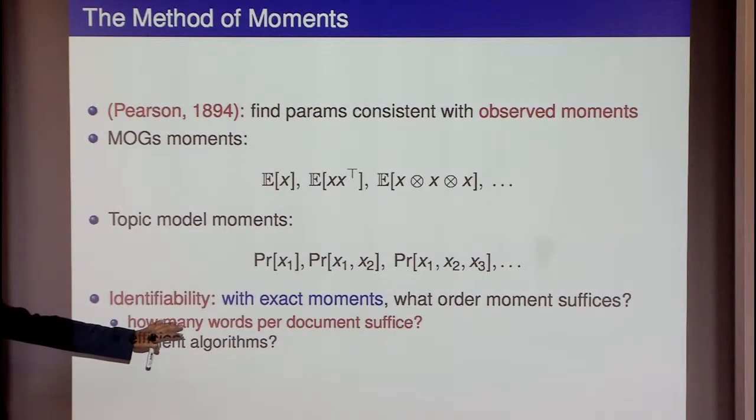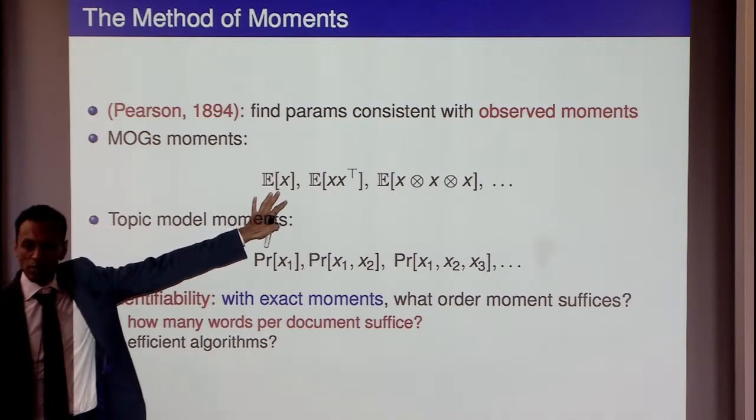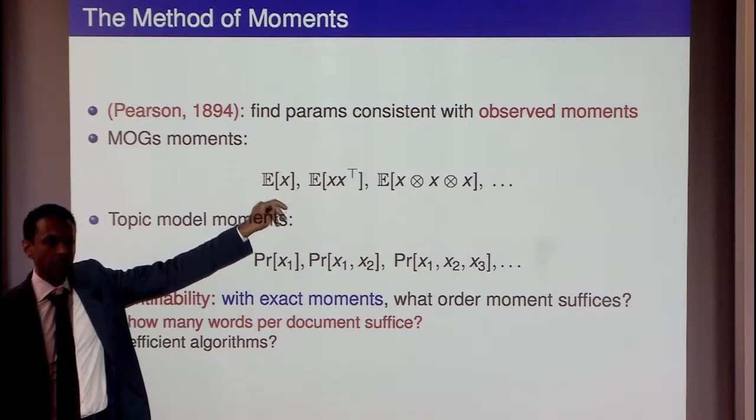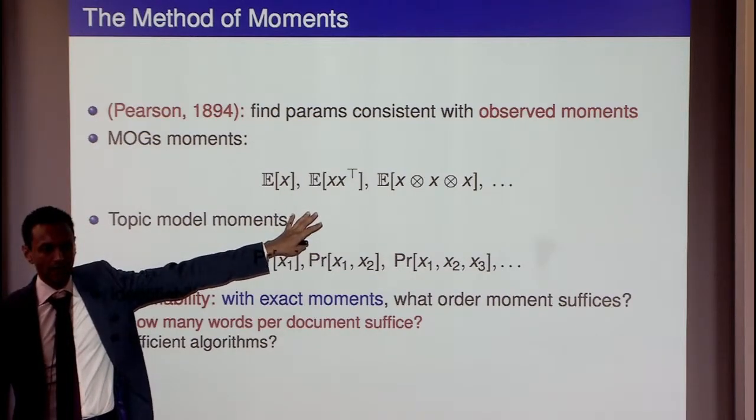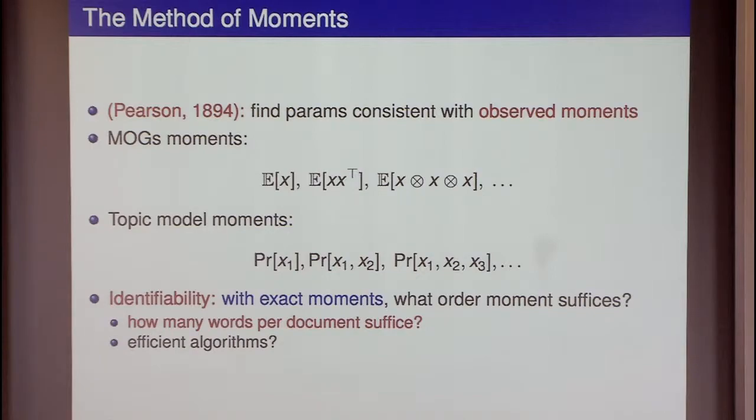And this question is kind of interesting for the topic model case, because let's look at the moments for the mixture of Gaussians. These are just the mean, like a covariance matrix, and then three-way correlations. But for the topic model case, the moments are interesting, because what's the first moment? It's just the average distribution over the words in the language. What's the second moment? You can think about this as being specified as the distribution over pairs of words in a document. Right? So it's a bigram distribution. What's the third moment?